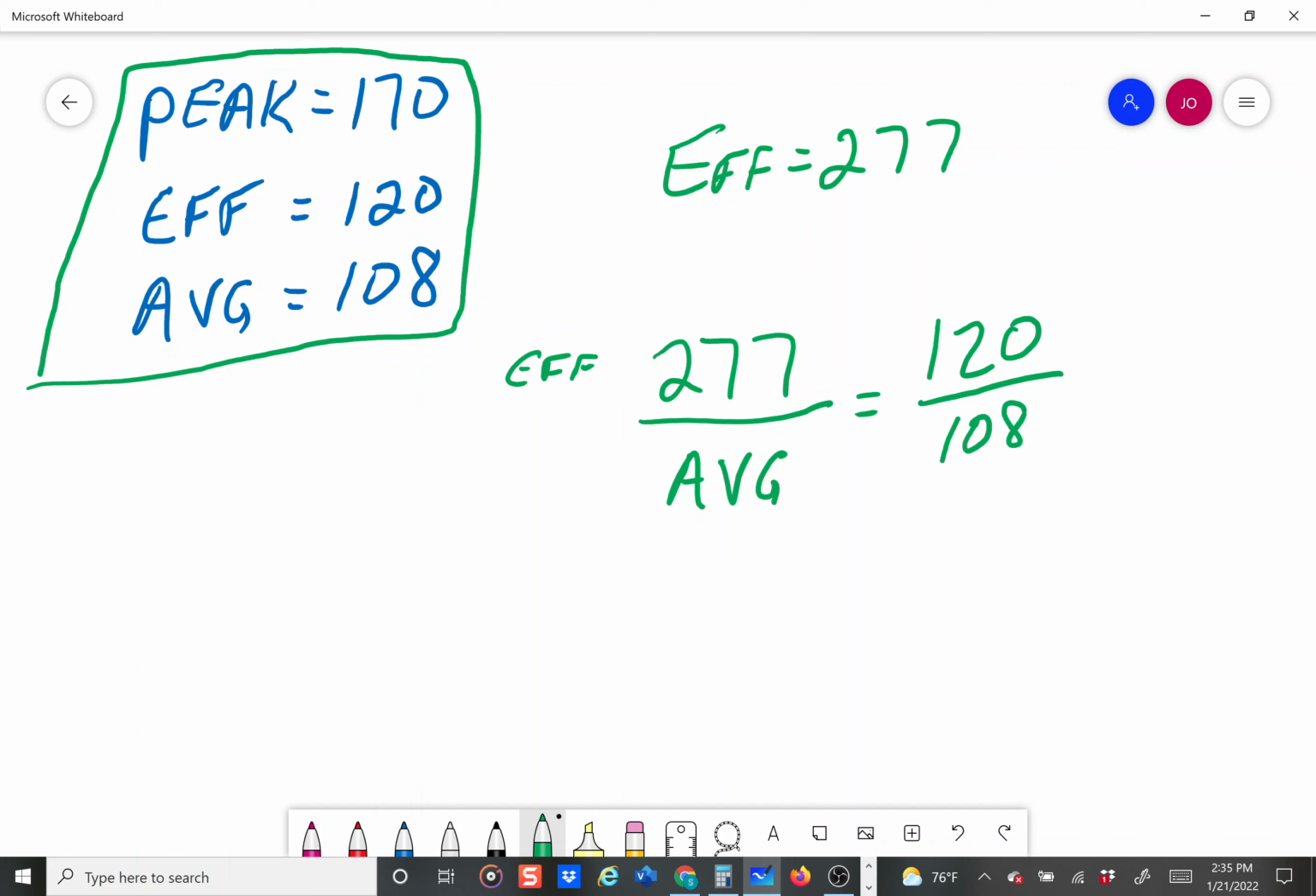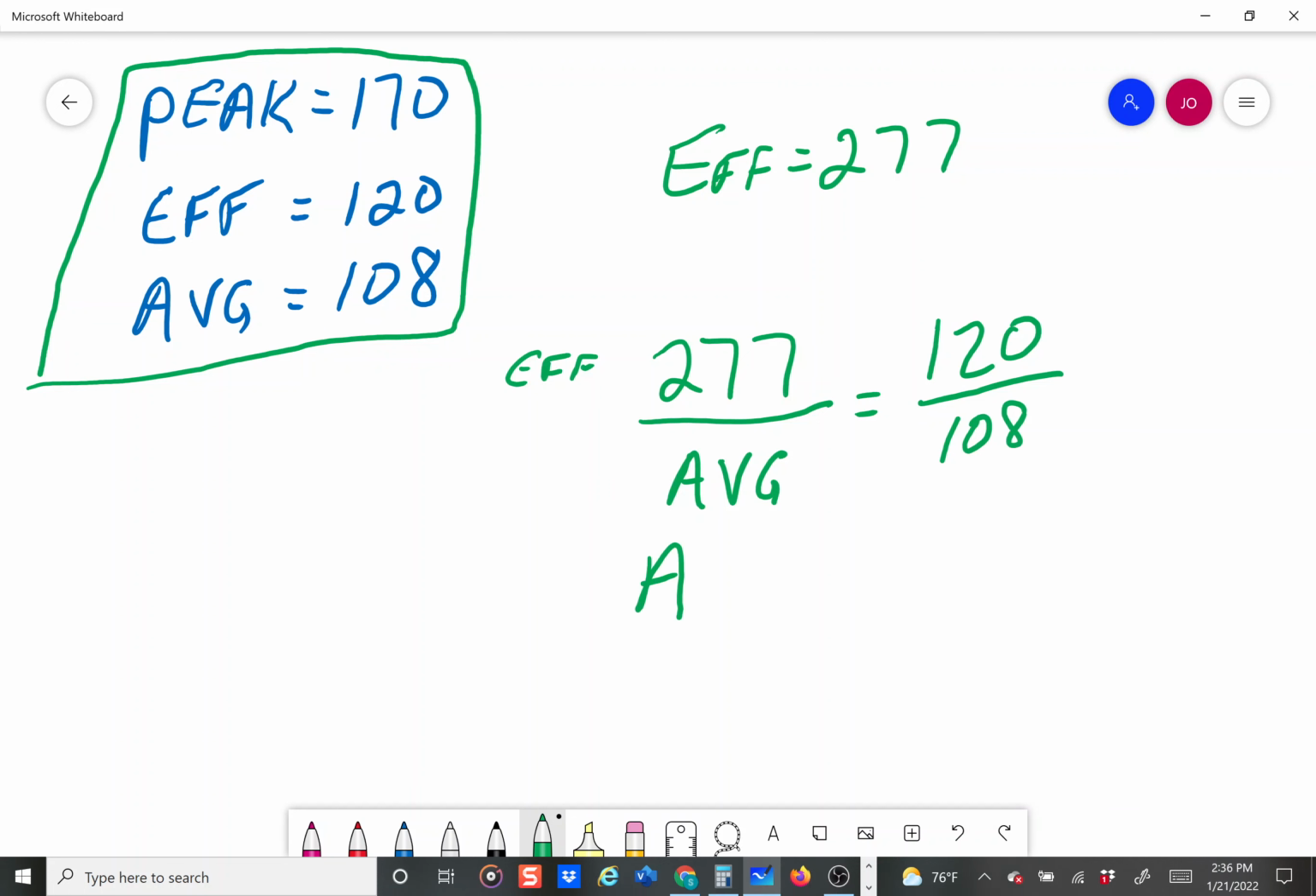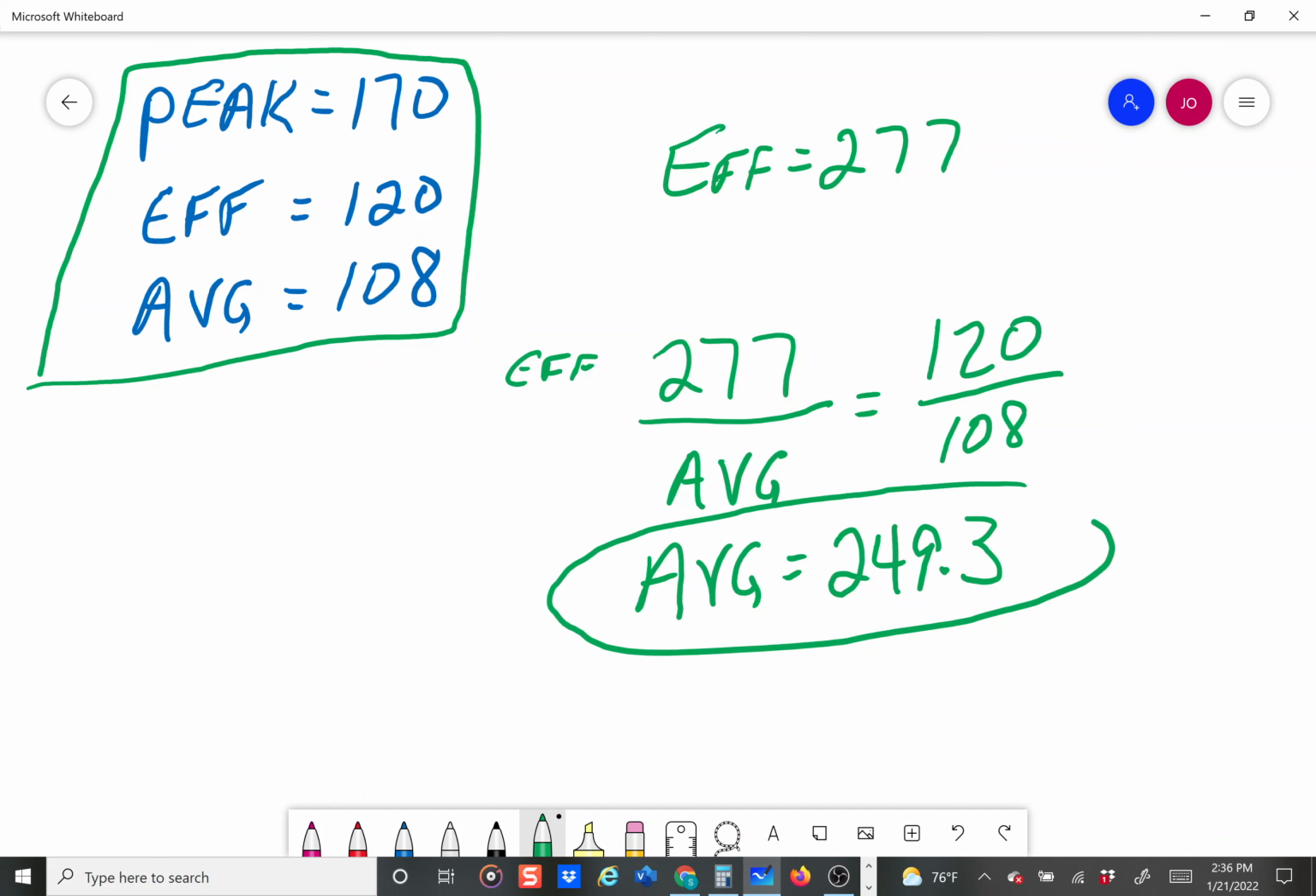So if we do that directly proportional, punch our calculator up again, and we have to cross multiply. We're going to multiply 277 times 108, and divide that by 120, and that gives us an average value of 249.3. Average equals 249.3. All right, so we're going to check it.